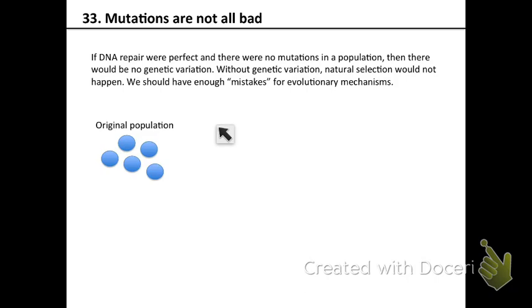And for example, if DNA repair were perfect and there were no mutations in the populations, then there would be no genetic variation whatsoever.